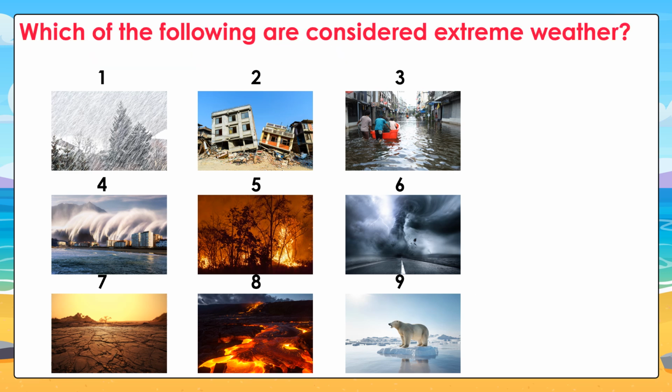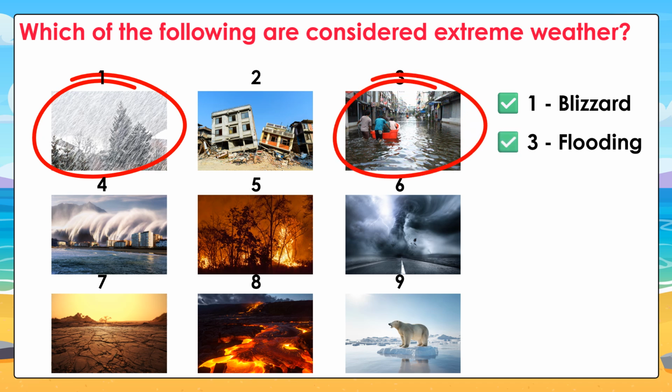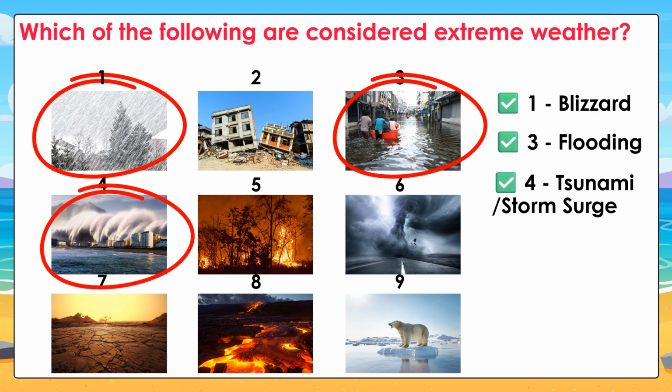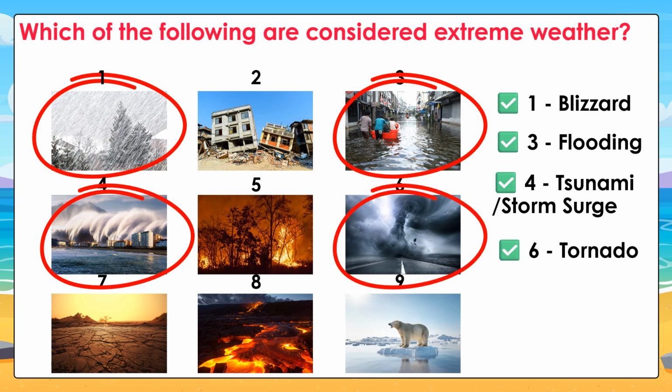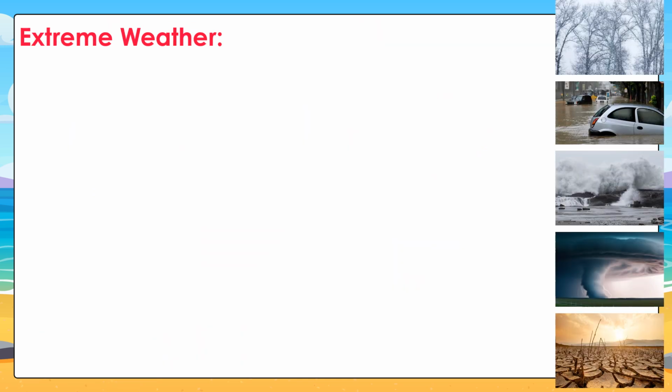Which of the following are considered extreme weather? Number 1, blizzard. Number 3, flooding. Number 4, tsunami or storm surge. Number 6, tornado. And number 7, drought. Here are the extreme weather.